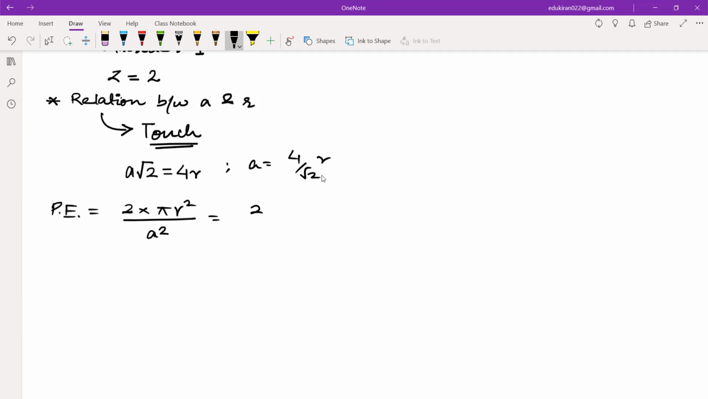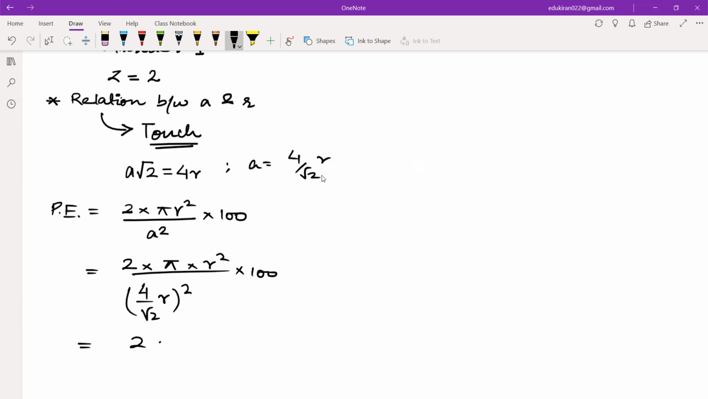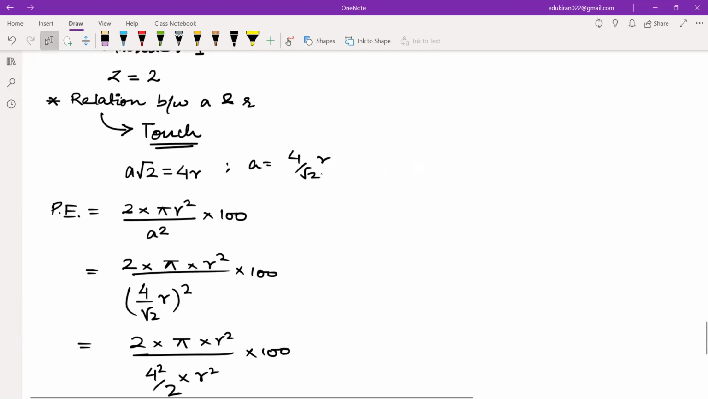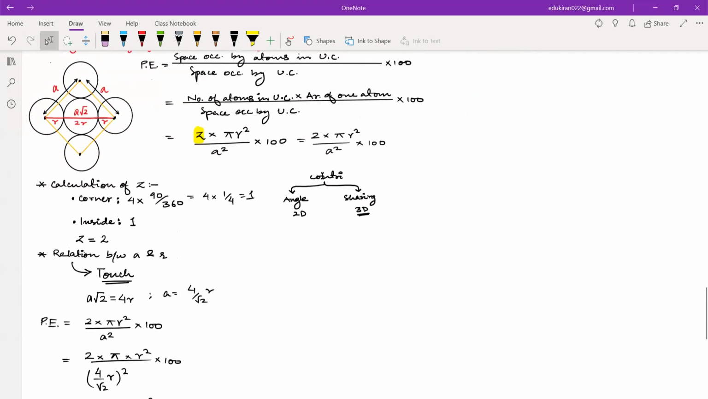So you can write this as, wait a second, I have to multiply by 100. I always forget this 100. So I'll get 2 into pi into r square divided by 4 by root 2 r whole square into 100. And you can write 2 into pi into r square divided by 4 square divided by root 2 square, which will be 2 into r square, into 100. So you start writing from here.